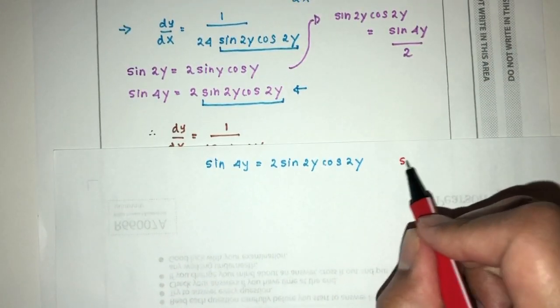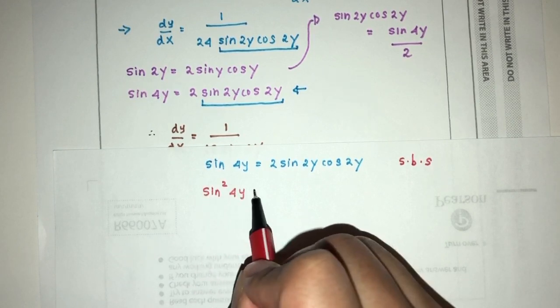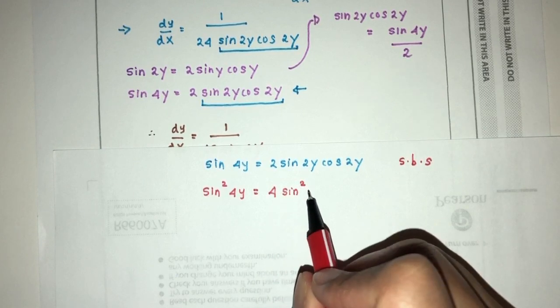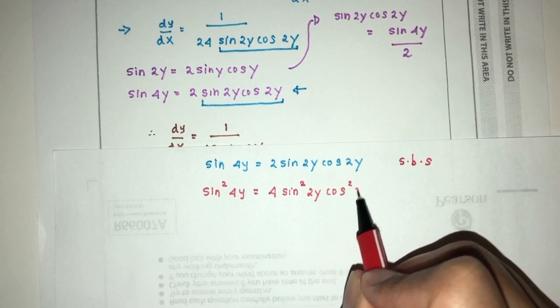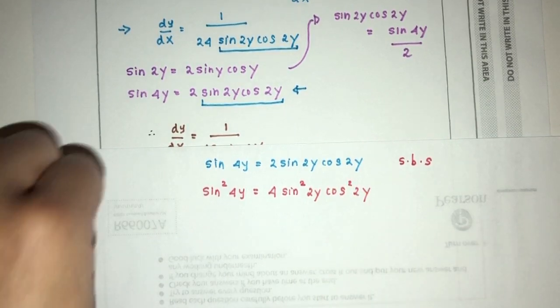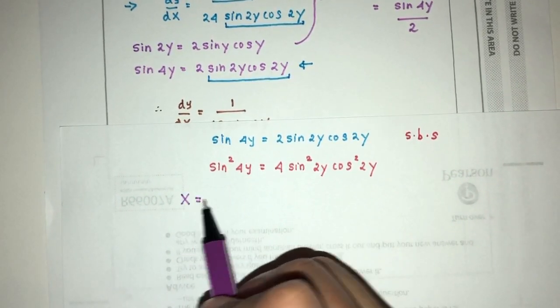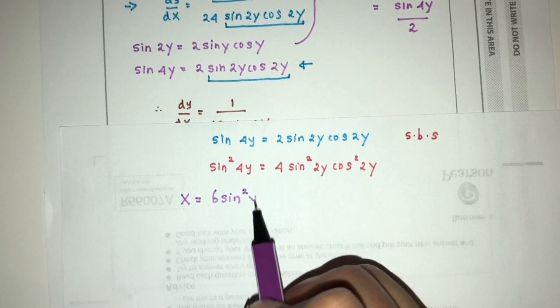So let's do something here. What happens if you square both sides? Let's square both sides. You will have sine square 4y, that will become 4 sine square 2y cos square 2y. Now from the question itself, we know that x is given by the value of 6 sine square 2y.